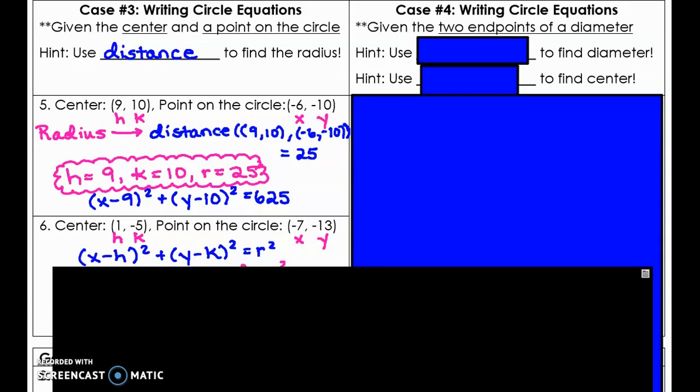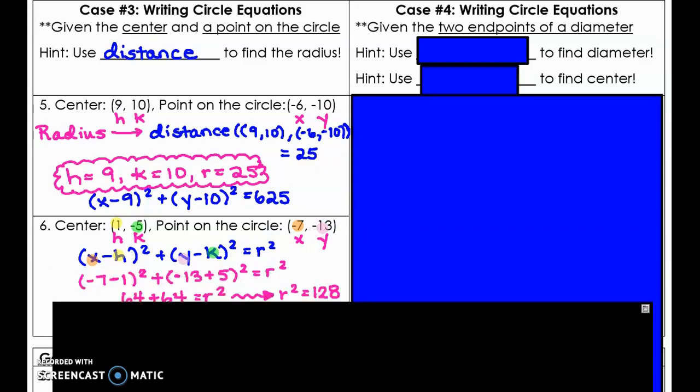I'm going to use colors to help us out because I want to plug in what I have. So I am given h as 1. I can plug it into h in my standard form of the equation. I'm also given k as -5. I can plug that in for k in our standard form. I also have -7 as x. I can plug that in for x. And then I have y as -13. I can plug that in for where our y is in our standard form.